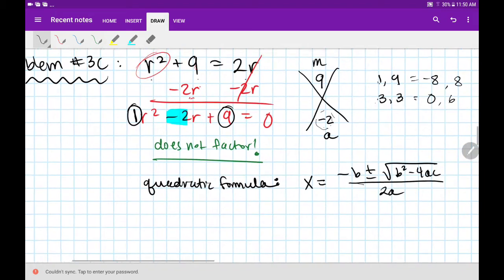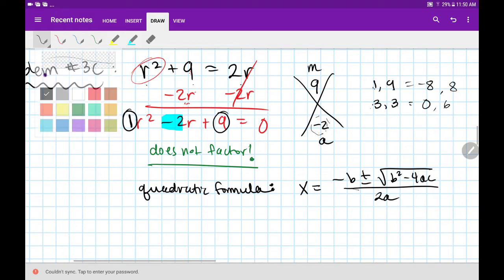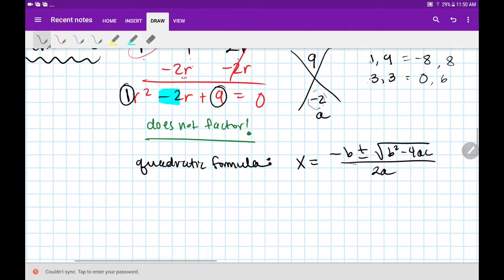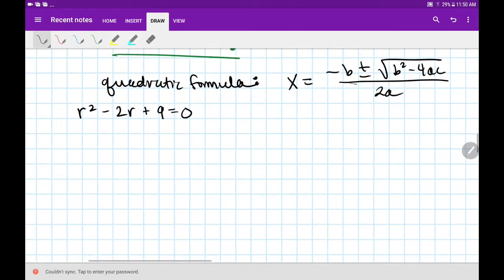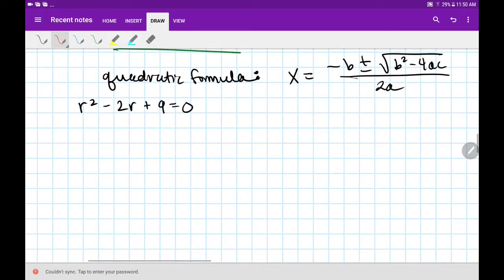Okay, let's very carefully plug in. I'm going to rewrite the problem so it's a little neater. We had r squared minus 2r plus 9 equal to 0. Okay, we're going to use the quadratic formula here. Let's first identify what we're plugging in for a, b, and c. Let's at least identify what those coefficients are.